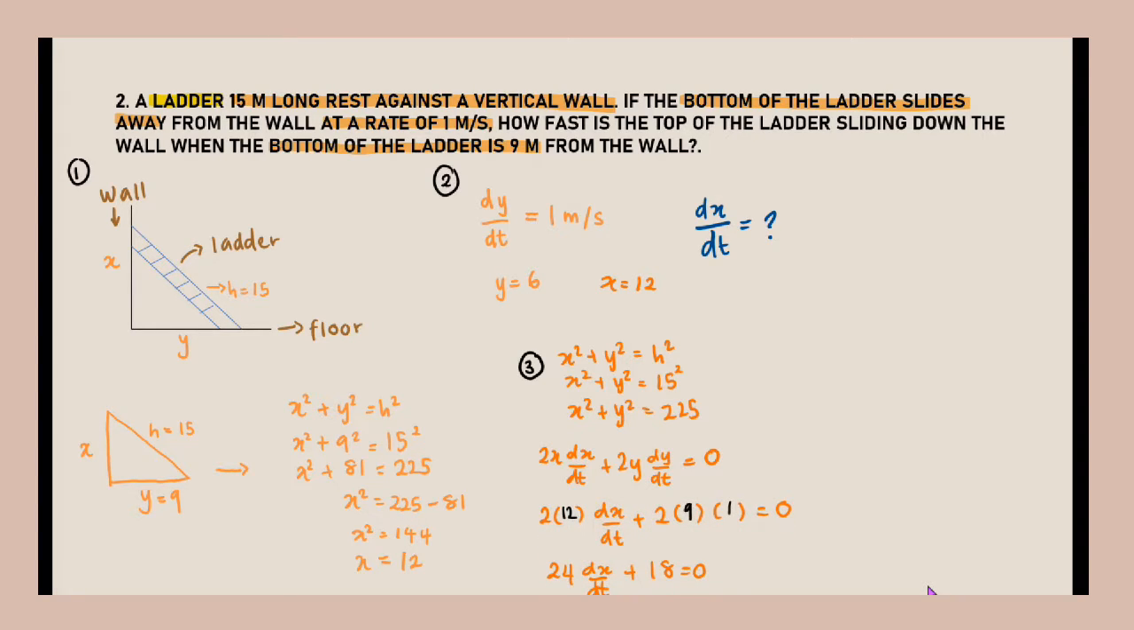Next, substitute our x and y and also dy over dt. Then we will get 24 dx over dt plus 18 equals 0. Then bring the 18 to the other side, which is negative 18. Then bring 24 to the other side, so dx over dt equals negative 18 over 24. Simplify negative 18 over 24, and you will get negative 3 over 4. The final answer is dx over dt equals negative 3 over 4 meters per second.